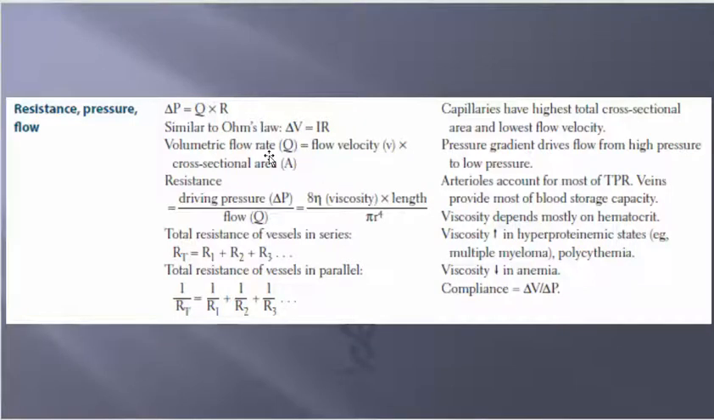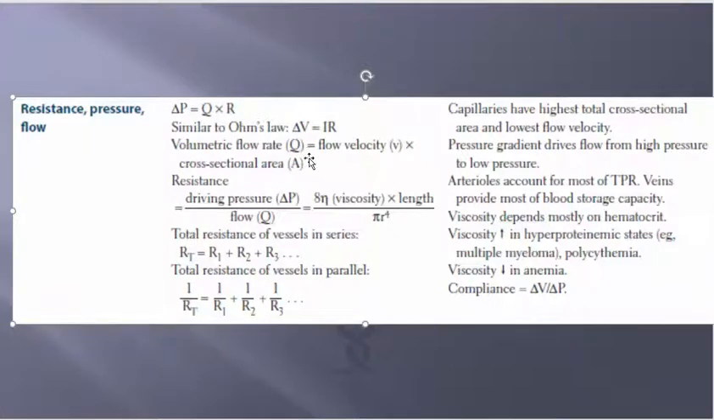Here you have volumetric flow rate, Q, equal to the flow velocity, and that's really just like an electrical current. That's what I is. Times the cross-sectional area, in this case the resistance.